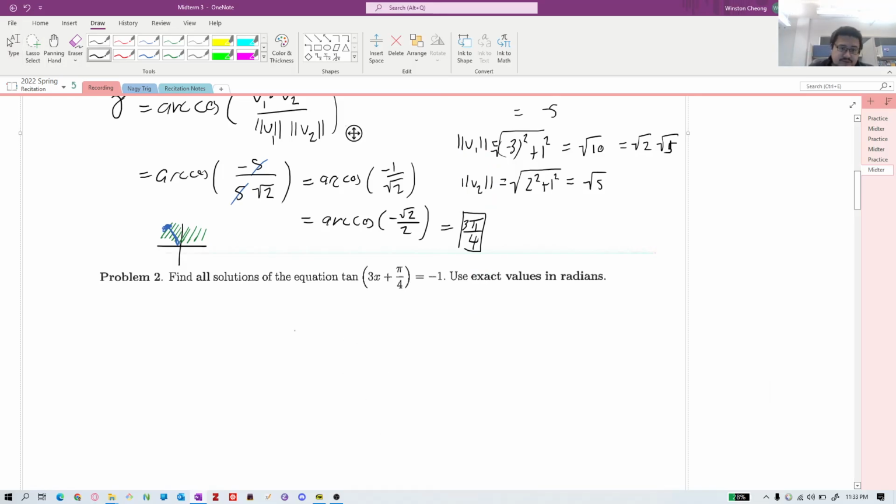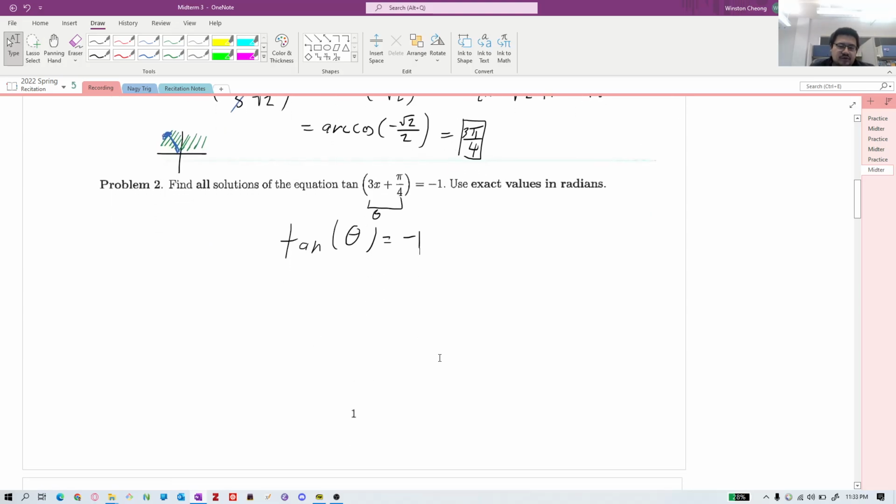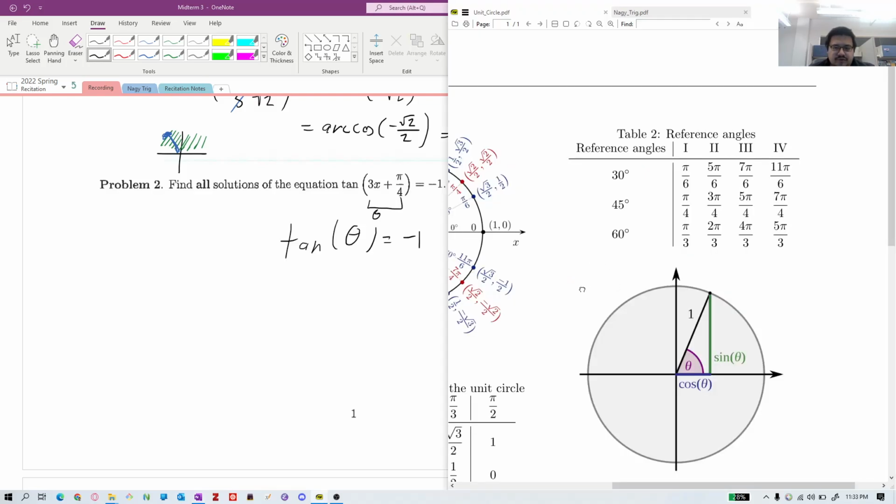Next problem. Find all solutions to this trig equation. Tangent of some quantity is minus 1. The first thing we want to do is abstract out that angle. So let's just replace all of this with theta. Then what we're thinking about first is what values of theta are going to solve this simplified trig equation. So you should think through your values for tangent. If you need the unit circle, you can look at that.